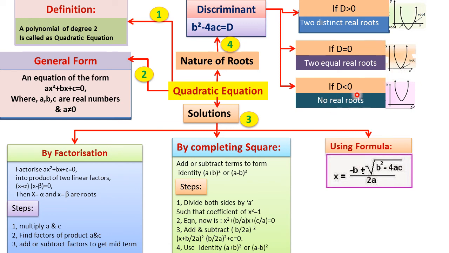But if D is less than 0, that is, the value of the discriminant is less than 0, then once you draw the graph of that given equation, it will not intersect the x-axis, and that is how we will not have any real roots. So using the discriminant value, we can identify what type of roots we are getting. These are all the various things you are required to know in this chapter, so that you can solve any kind of problem in quadratic equations.